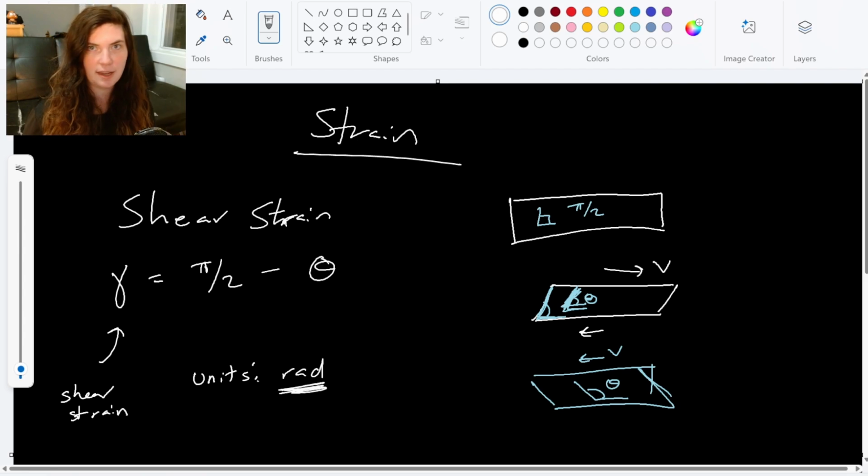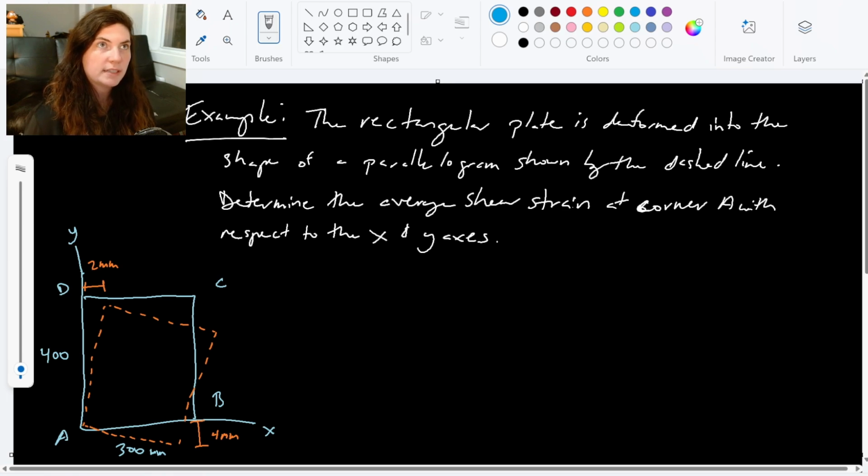Let's take a look at a quick example. In this example, we have a rectangular plate that's deformed into the shape of a parallelogram. So it's going from this blue shape to this orange dash outline that we have here. And it asks us to find the average shear strain at corner A with respect to the X and Y axes. So what it's telling us is that our original shape, looking specifically at corner A, pretend that's a right angle. This original shape here is pi over 2. That's what we're looking at in that corner.